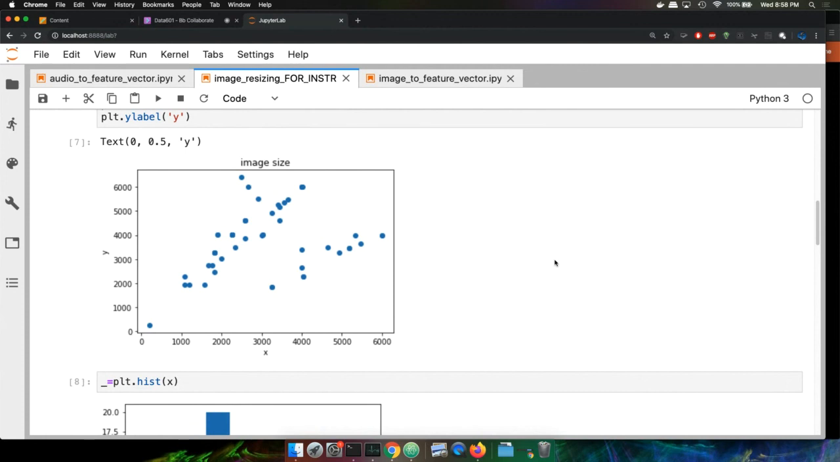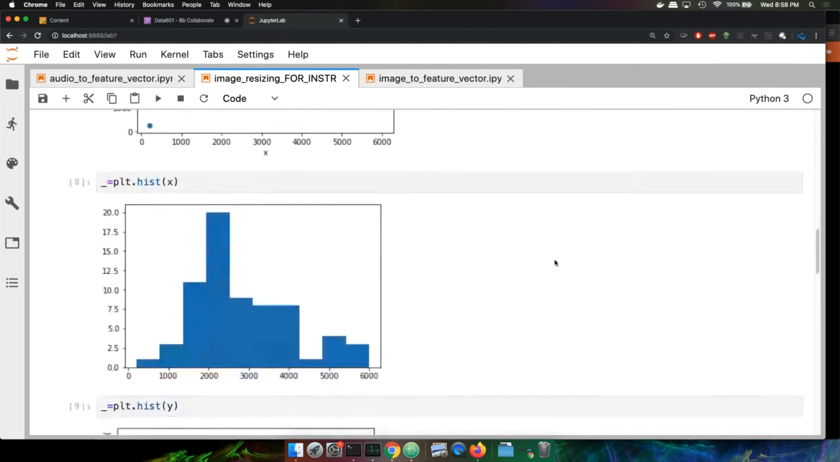Often for training data, you'll see exercises where they're starting with square pictures just for convenience. But if that's not where you're starting out with most of your data set, that's a good thing to know.